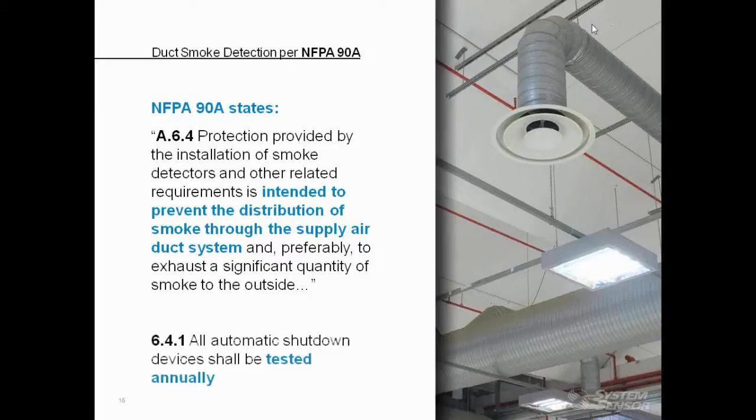The first requirement in NFPA 90A is for testing, and it says all automatic shutdown devices, which include duct smoke detectors, should be tested annually. This is one of the main differences between the International Mechanical Code and NFPA 90A, in that the specific testing requirements are called out in NFPA 90A, whereas they're not quite as specific in the International Mechanical Code.